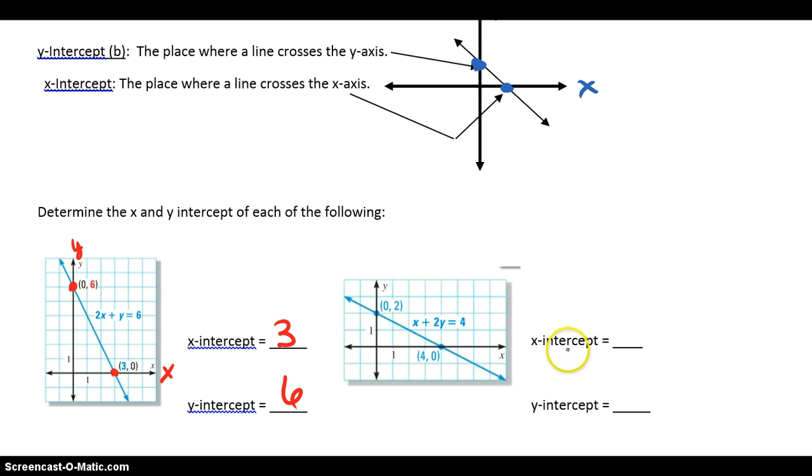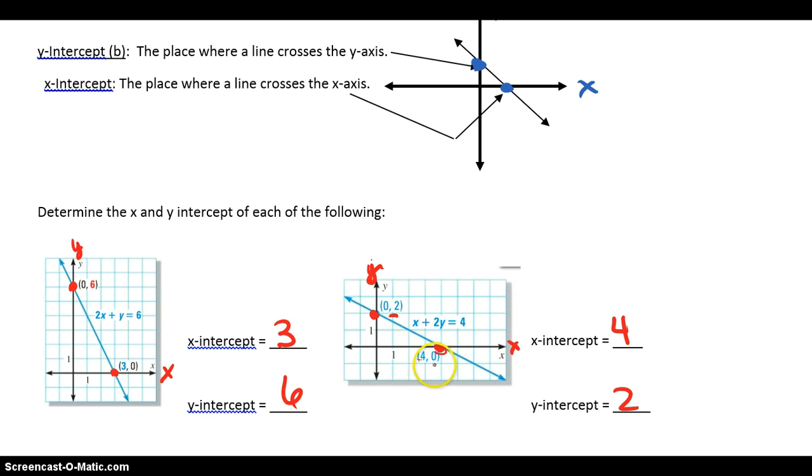So going to the next one, the x-intercept, where it crosses the x-axis. So the x-axis, here it is. Where does it cross? Right here at this point. 4, 0. So the x-intercept is 4. The y-intercept, where it crosses the y-axis, right here. Where does it cross? Here's our line, right here at 0, 2. So the y-intercept is 2. It's 2 units up from the origin.